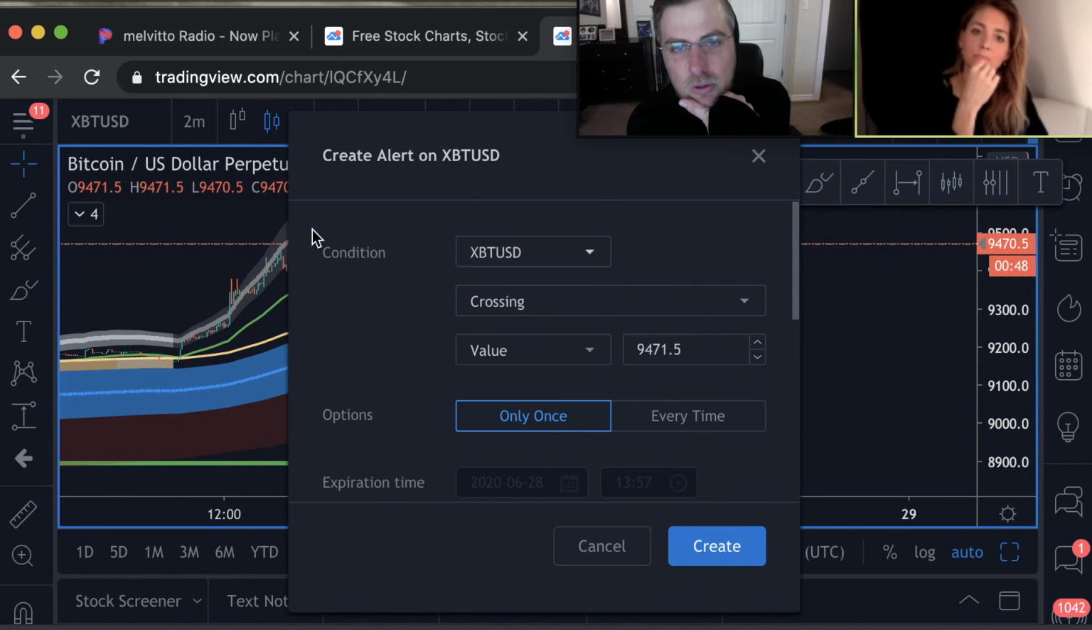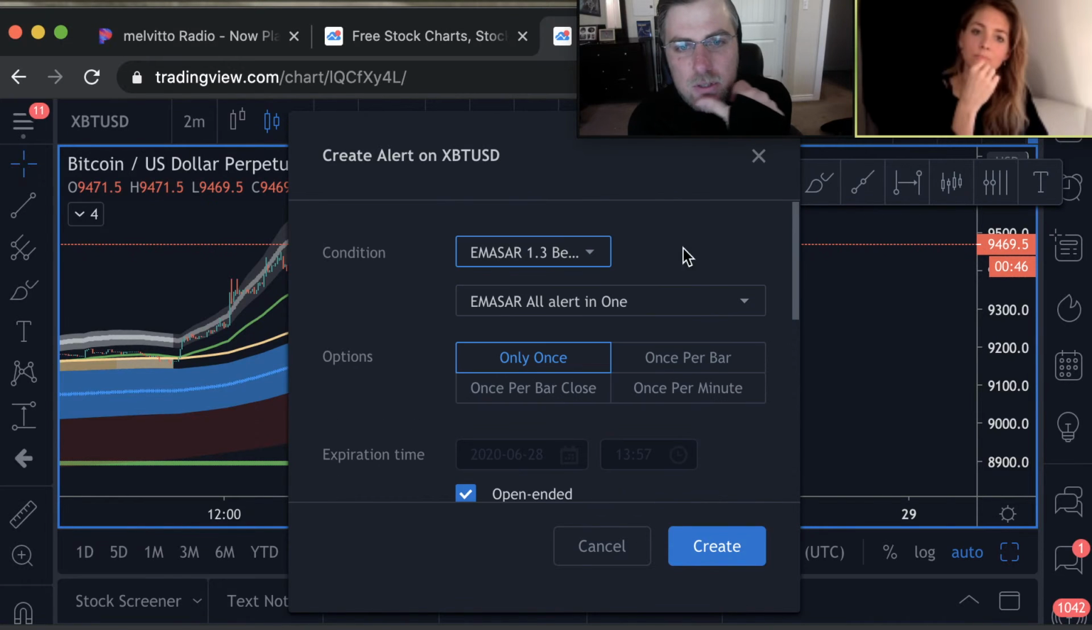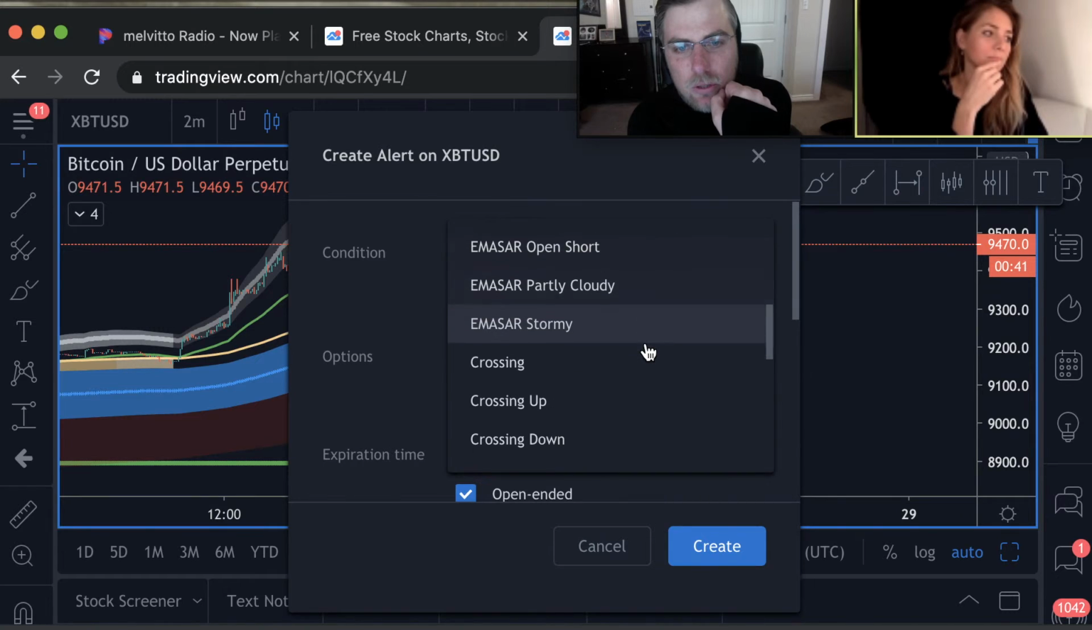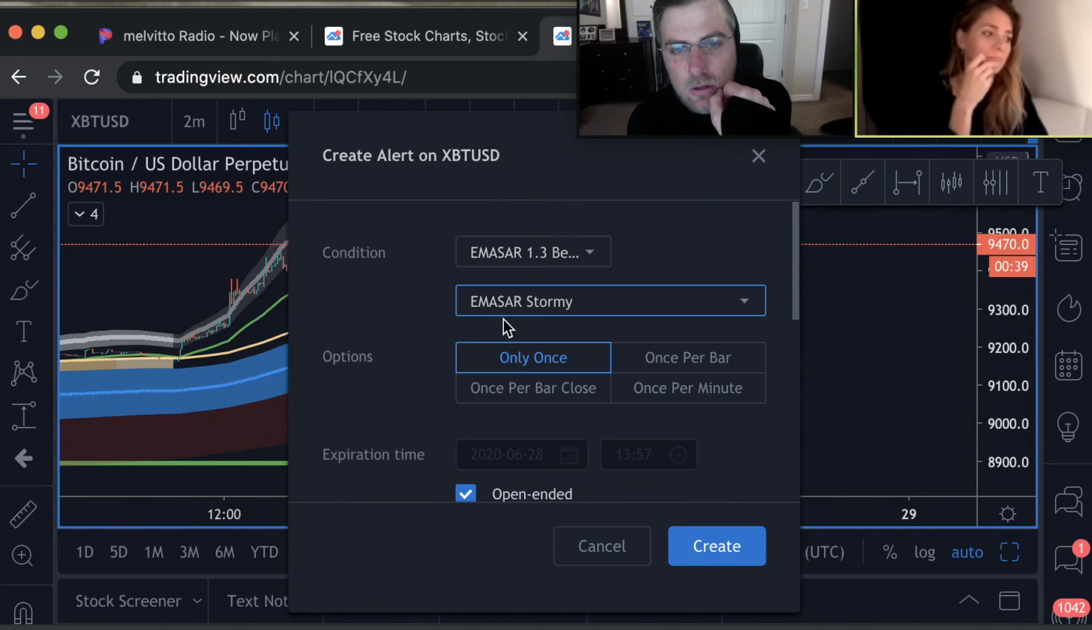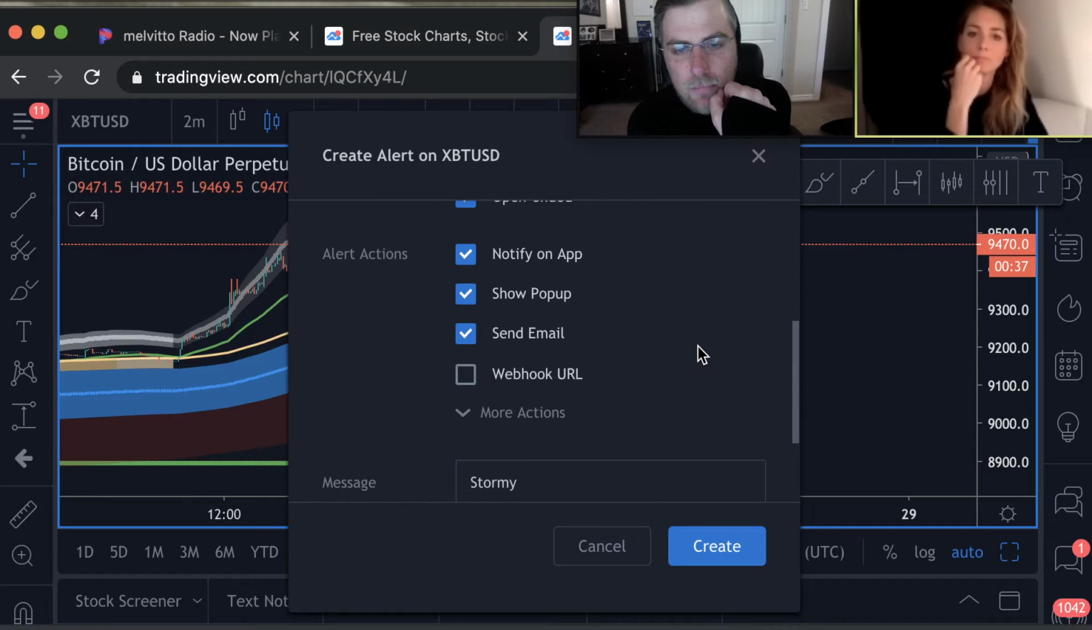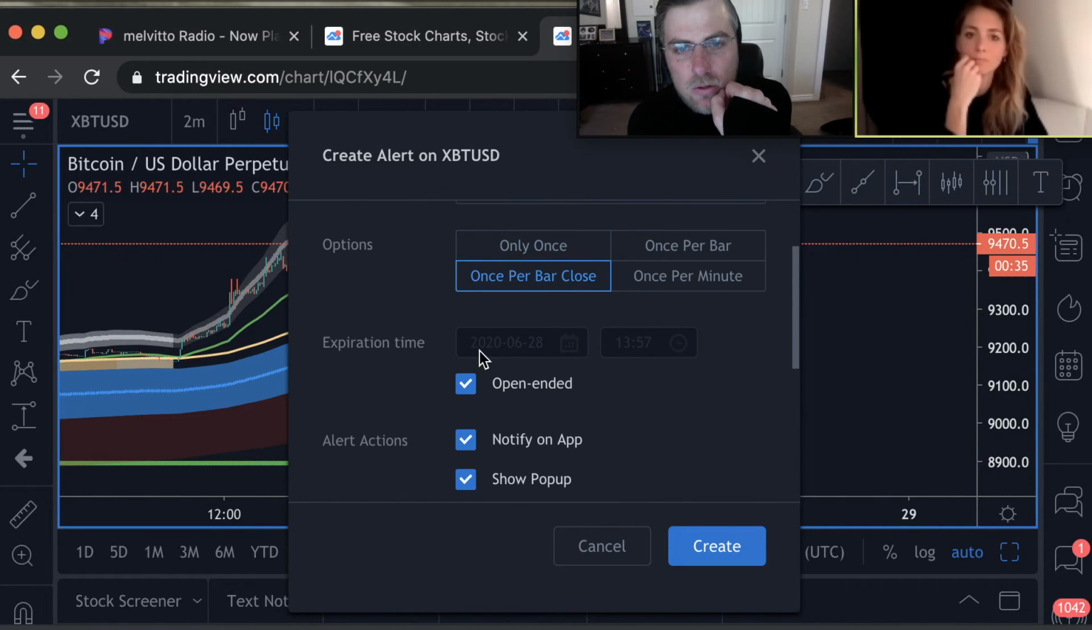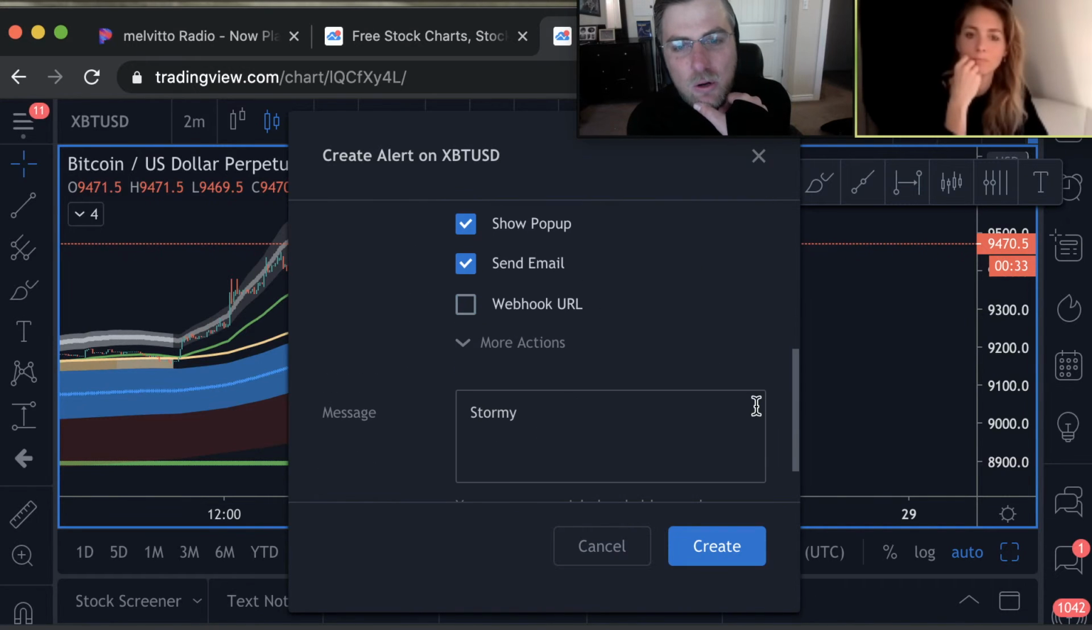So if you just go into alerts, go to condition, go to EMASAR for the alert right there, scroll down, and then I will set an alert for the storm, and then I do once per bar close, and I do open-ended, so it won't expire. I just set one alert, and it tells me every time a storm happens.